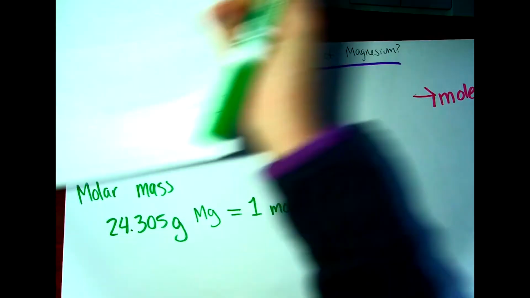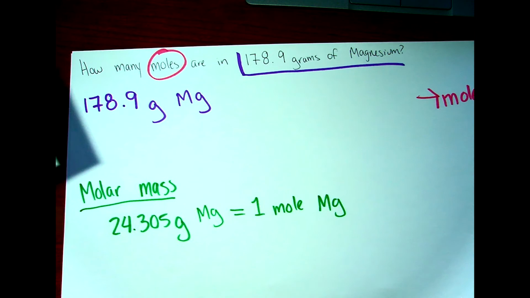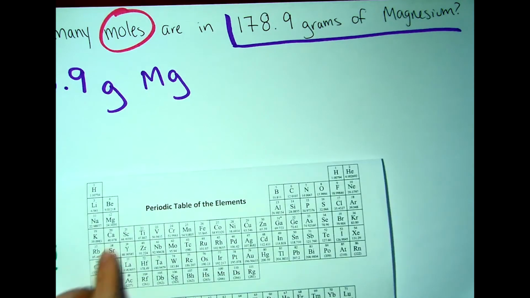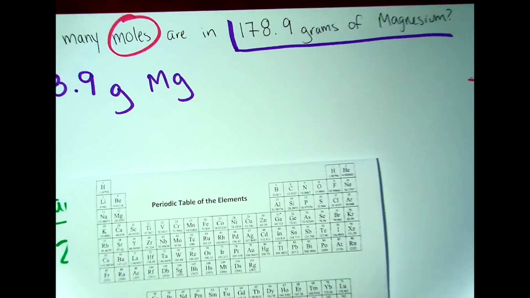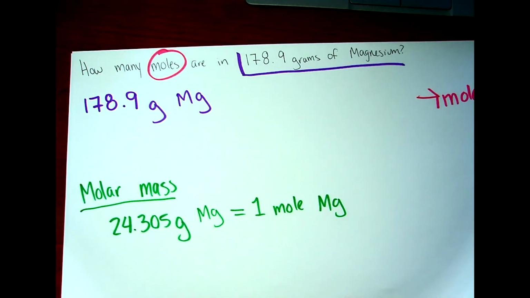So that's the relationship we're going to need to solve this problem. Again, we get that number from the periodic table. It's the atomic mass, the one that has the decimal points, 24.305. All right, so we'll set up our problem now.